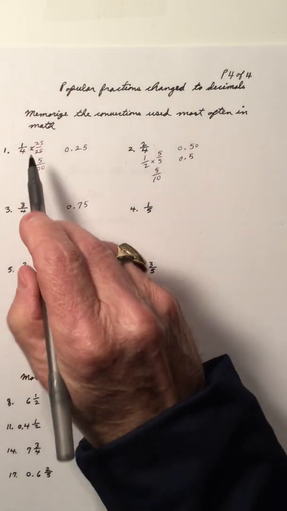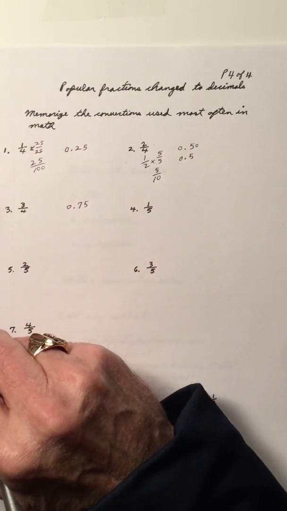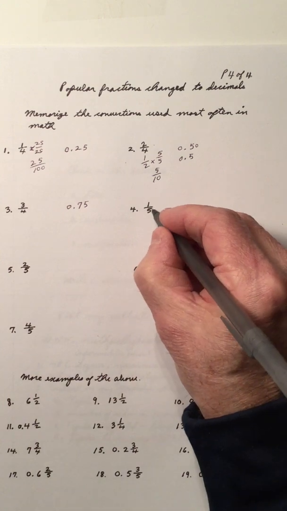I have memorized. I know what 1/4 is. 3/4 is 3 times much. Remember, 3/4 of a dollar is 75 cents. Think of it that way.